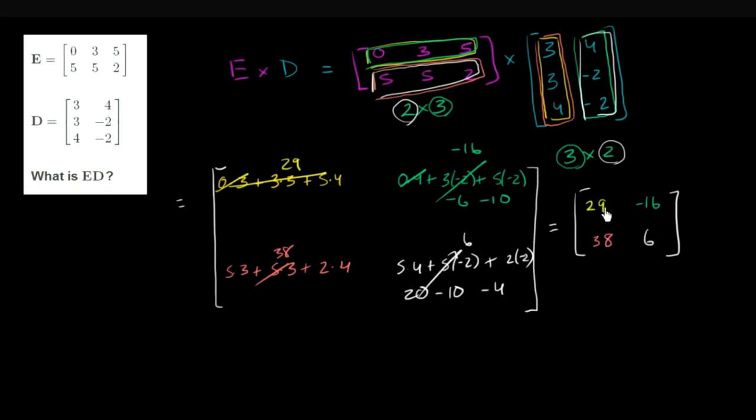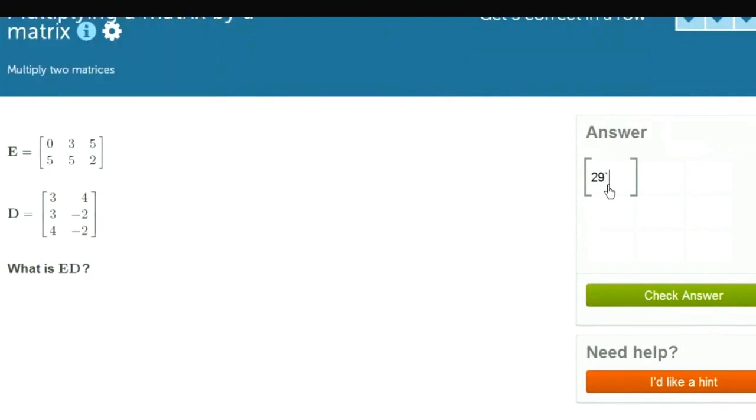So this all became 29, negative 16, 38, and 6. So 29, negative 16, 38, and 6. Let's check our answer. And we got it right.